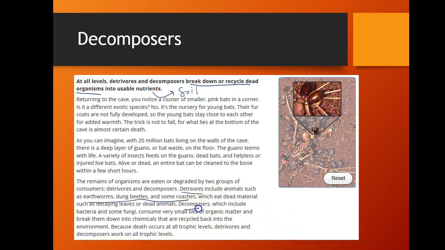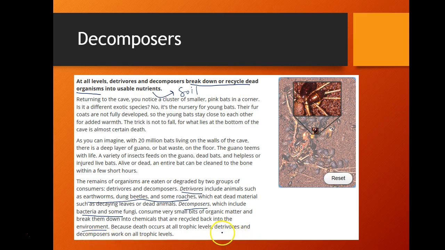Decomposers are the ones that eat very little of the dead material, but really their main goal is to break down the chemicals so that it can be recycled back into the environment, like the soil. Okay, so those types of organisms would be things like bacteria and some fungi.